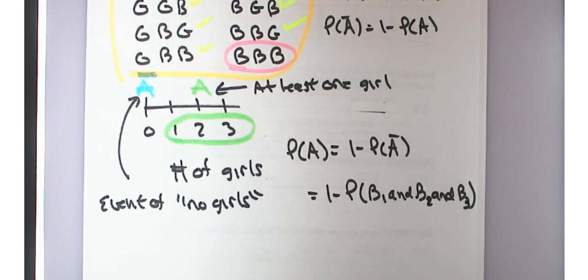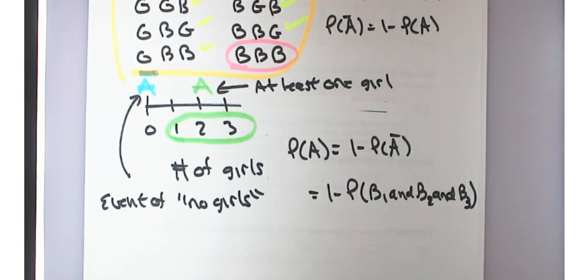Let me pause here for a moment. Are we okay with this calculation? Probability of at least one girl is 1 minus the probability of all boys. And probability of all boys means a boy on the first, a boy on the second, a boy on the third. That's where we're at. Peyton, comfortable with that? All right. Anna? Ryan? Okay.